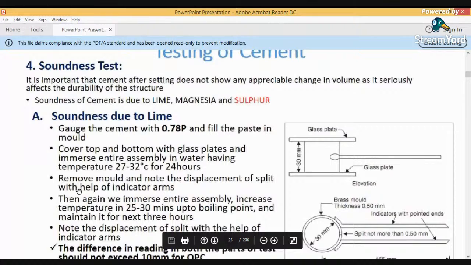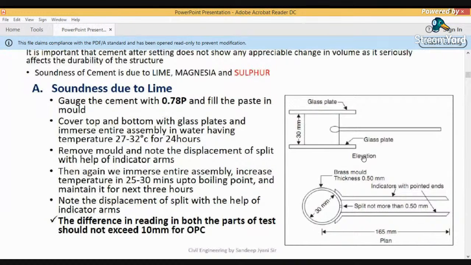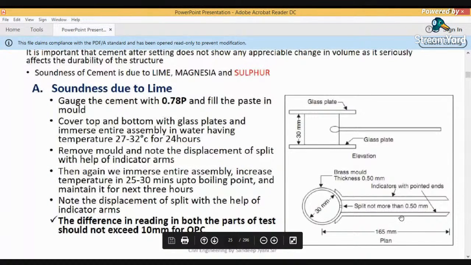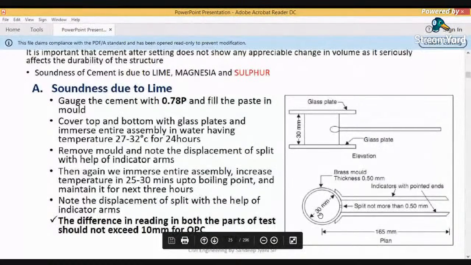You can see this total apparatus is called Le Chatelier's apparatus. This one is the elevation and this one is the top view, or plan. In the elevation, you can see this is a mold, and the total height of this mold is 30 millimeter, and the diameter of this mold is also 30 millimeter.